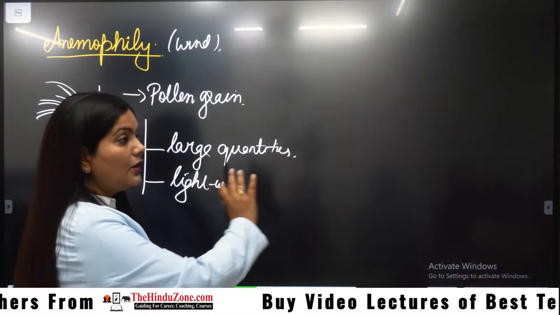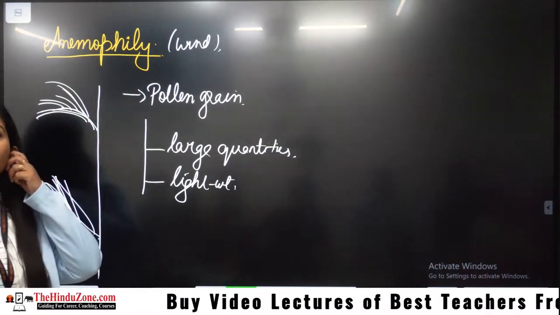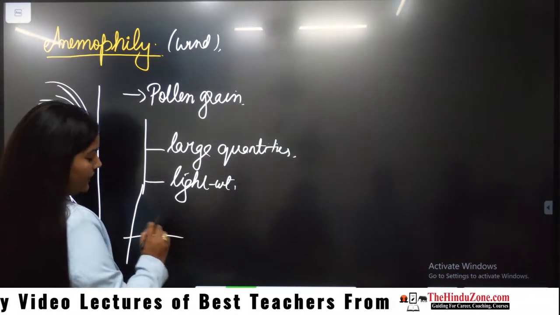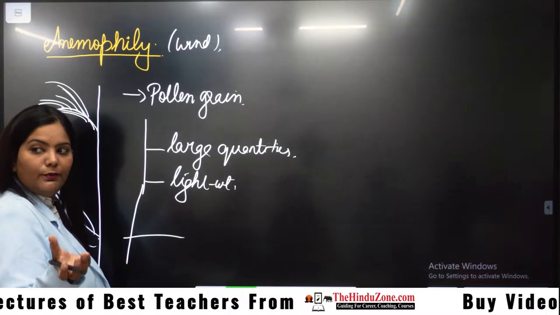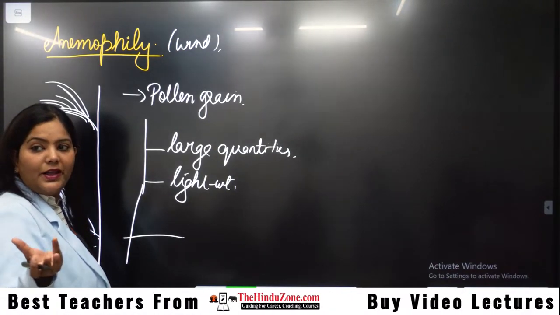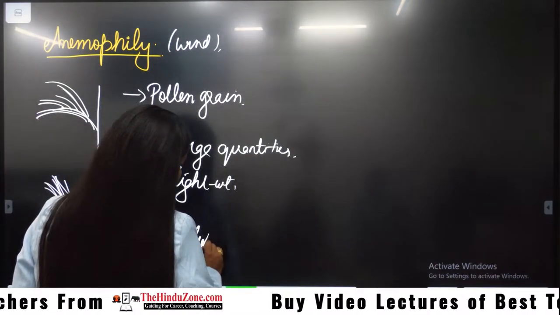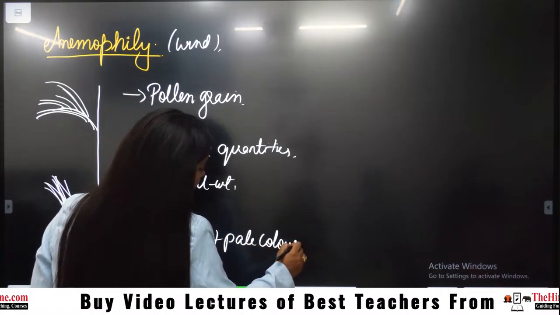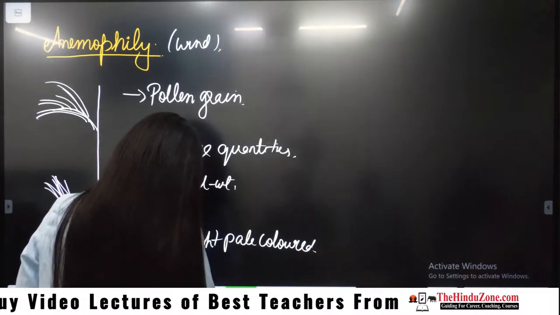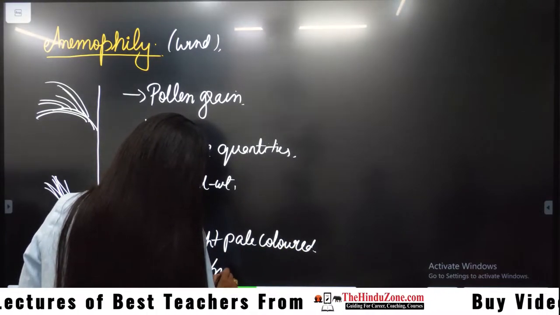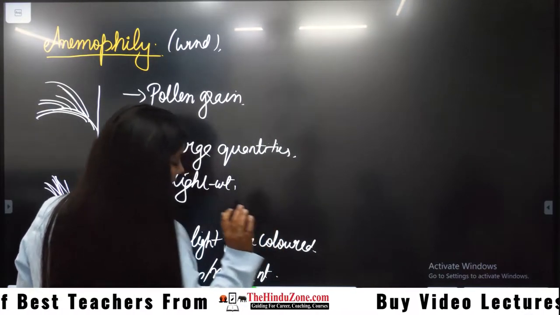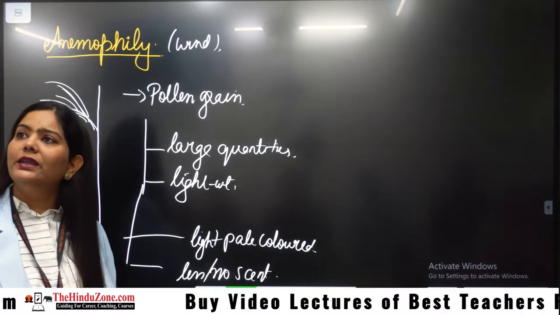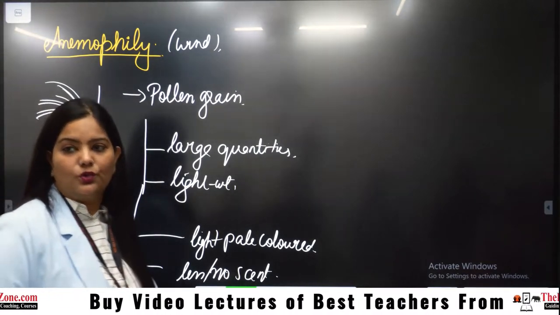Then, one more thing. You need to know that the flowers which are pollinated this way do not have fragrance at all, because there is no need for fragrance. So usually lighter in shades, light pale colored, and no scent is there. Okay, no scent is there. So this is the thing in anemophily. You have to remember this much only.